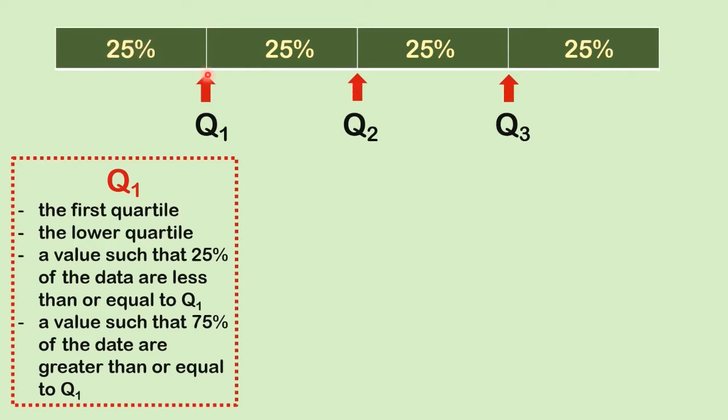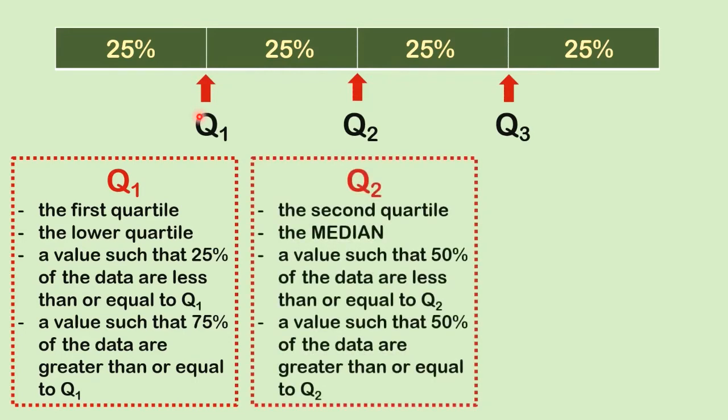Ano naman yung nasa right side ng ating Q sub 1? We have 25 plus 25 plus 25, so we have 75%. What do we mean by that? It means that 75% of our data are greater than or equal to Q sub 1. So, ganun lang mag-interpret. Let's move on to our Q sub 2.